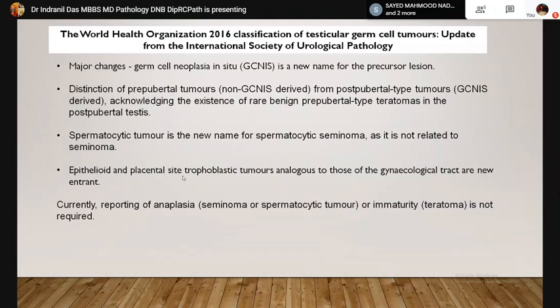The new name of spermatocytic seminoma is spermatocytic tumor, as this tumor is completely unrelated to the conventional or classical seminoma. And epithelioid and placental site trophoblastic tumor are 2 new categories. Some cases have been described in the classification of trophoblastic tumor of the testis. Previously, only choriocarcinoma was included in this subtype. And last but not the least, the reporting of anaplasia in seminoma or spermatocytic seminoma or immaturity in teratoma is not required nowadays.